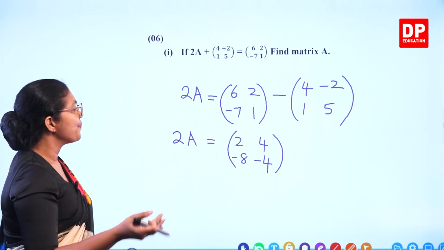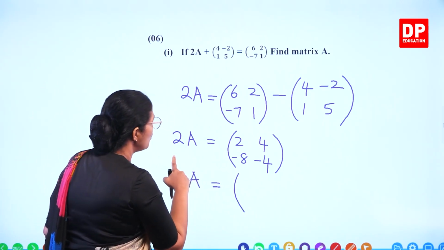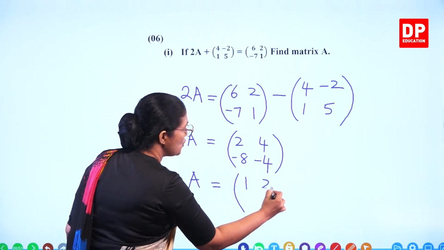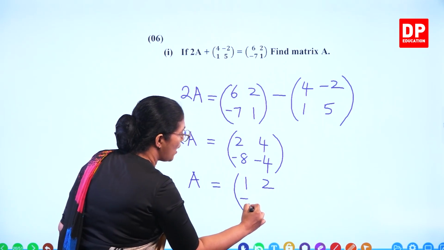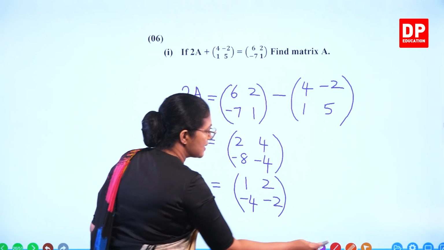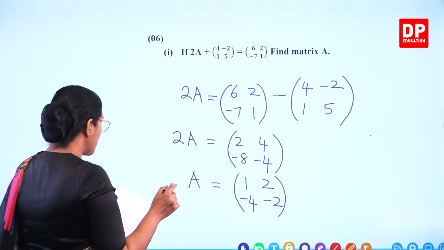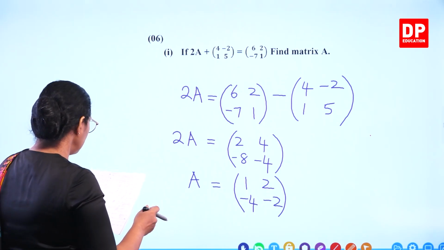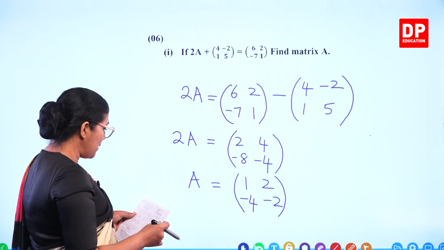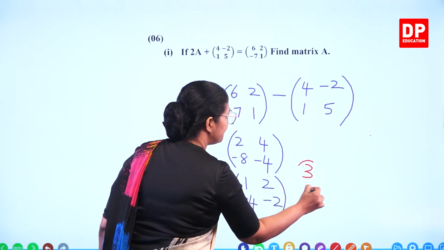So what is A? You have to divide all the elements inside by 2. 2 divided by 2, that's 1. 4 divided by 2 is 2. Minus 8 divided by 2, minus 4. Minus 4 divided by 2, minus 2. So that's the A matrix. So how many marks for that part? You get 3 marks.